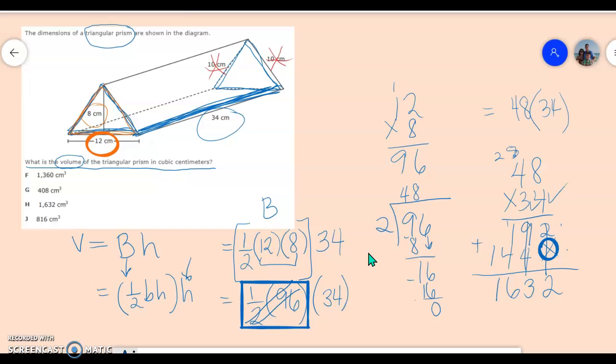1,632, and I'm going to check my units, and my units are in centimeters. And since I'm finding volume, this is going to be centimeters to the 3rd power, or centimeters cubed. When I look at my answers, I'm going to come on over here, and I'm going to notice that my correct answer should have been H.